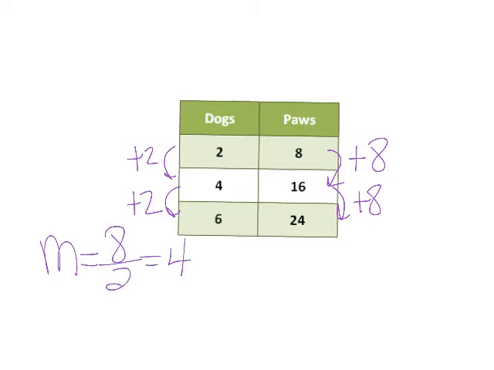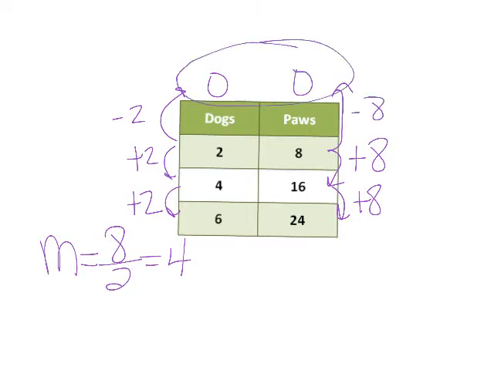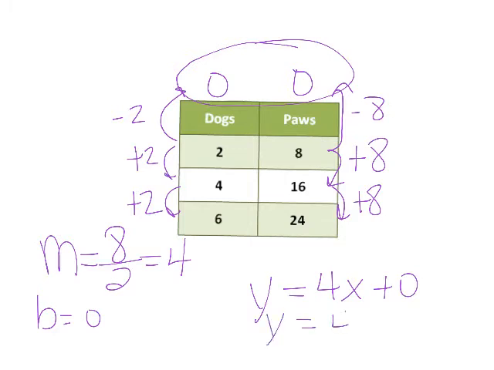We don't see our y-intercept, so we go backwards. So we subtract 2. 2 minus 2 gets us to 0. We only have to do this once. 8 minus 8 gets us to 0. So our y-intercept is 0, 0. So b is equal to 0. So our equation is y equals 4x plus 0, or just y equals 4x. It's the same thing that we've been doing.